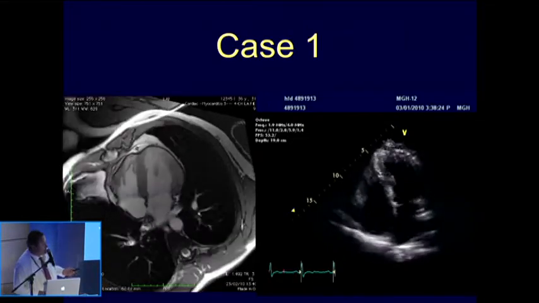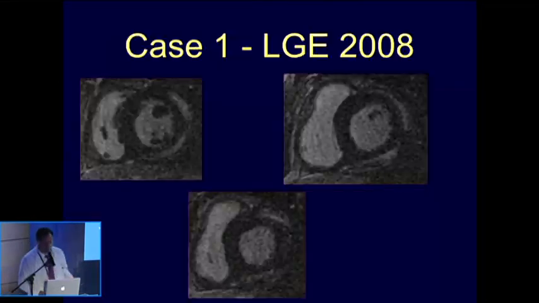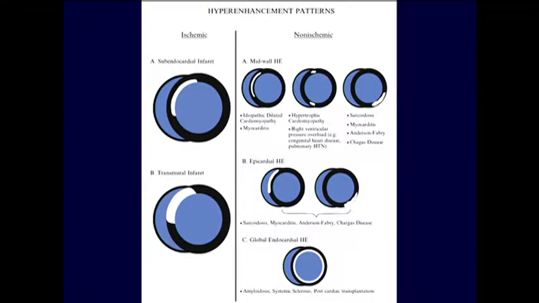And this is a comparison of the four chambers between echo and MRI. We see that the lateral wall looks better. And when we look at the delayed enhancement, we see these subepicardial areas throughout the lateral wall, from the middle third up to the apex, representing what the patient has.